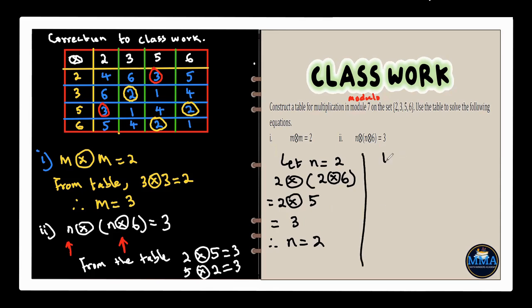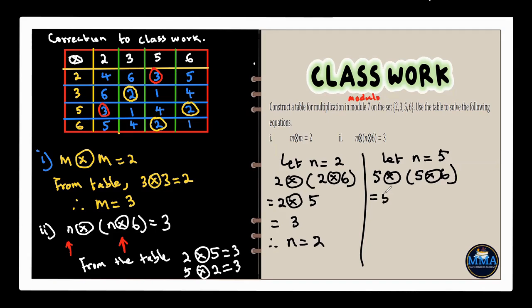We go again. Let n equals 5, because a combination of 5 and 2 results to 3. We are looking at those things that result to 3 here. So let n equals 5. We also try it again. If n is 5, we have 5 times bracket 5 times 6. We want to see whether we'll get 3 here.